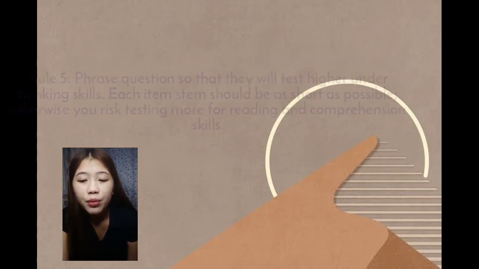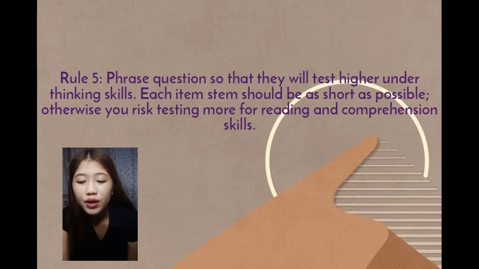Last, rule number 5. Phrase questions so that they will test higher order thinking skills. Each item should be as short as possible. Otherwise, you risk testing more for reading and comprehension skills.